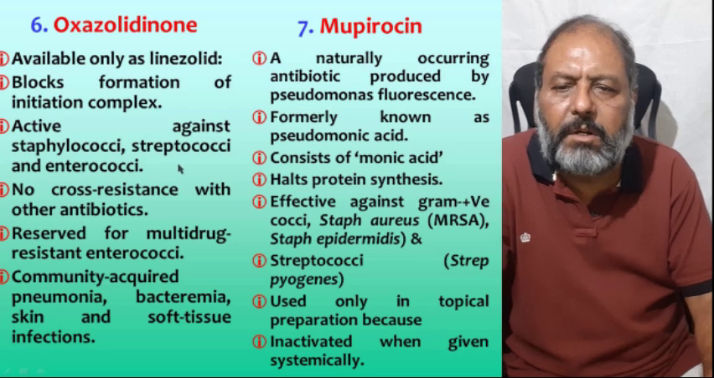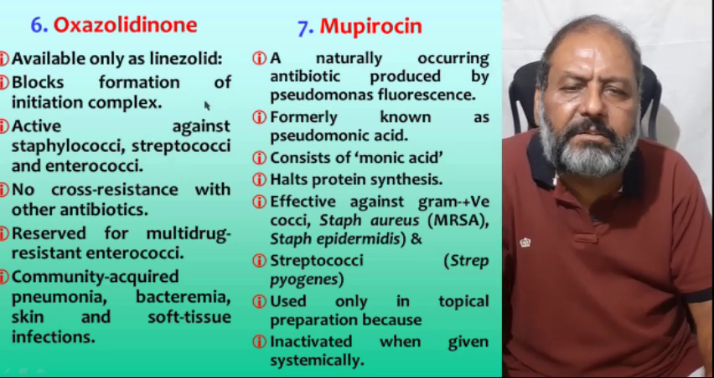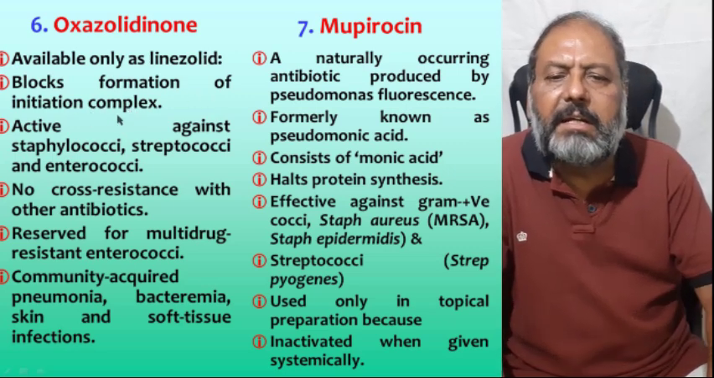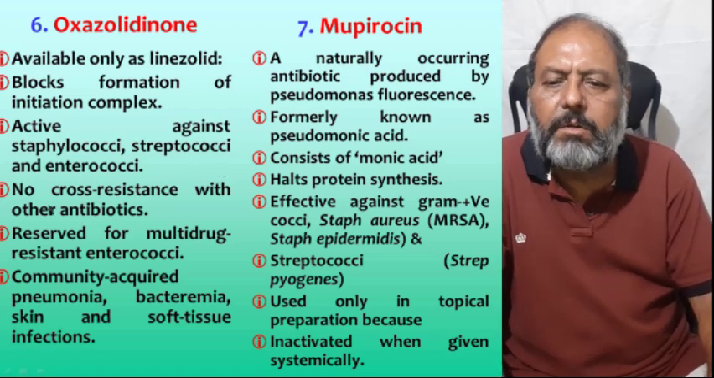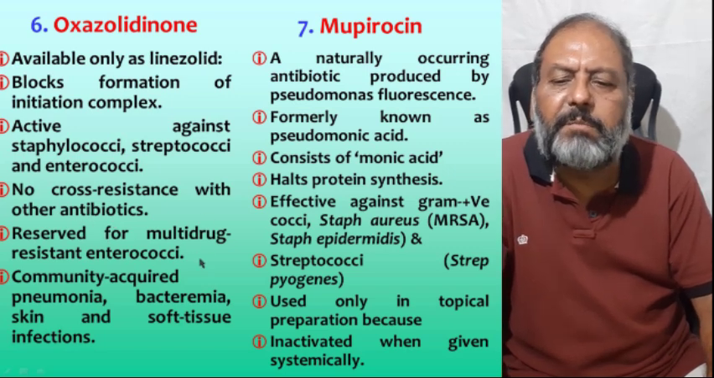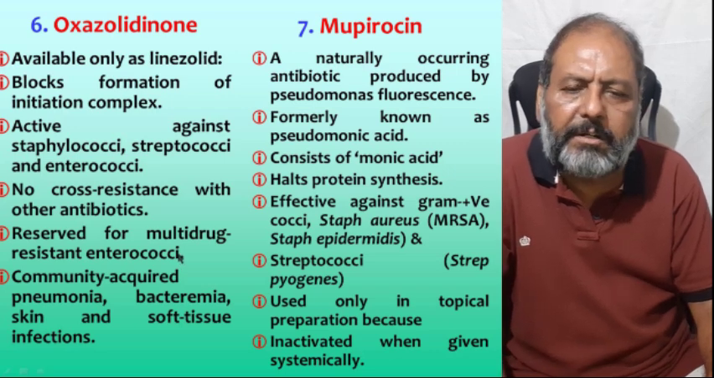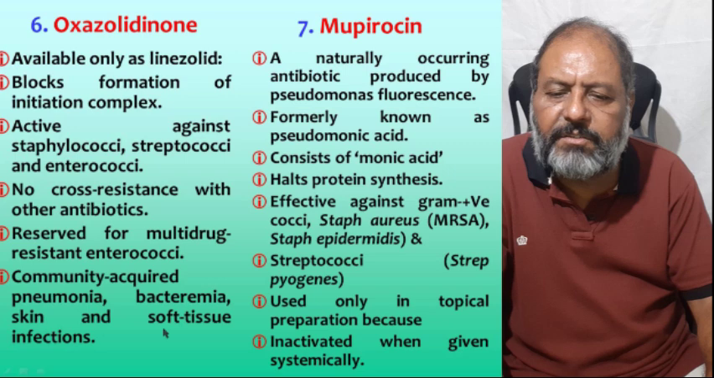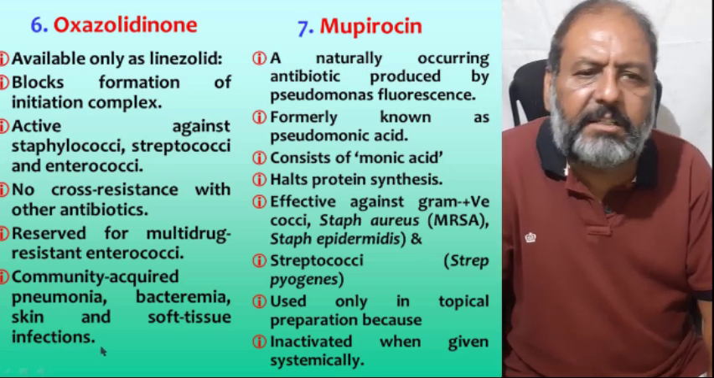The sixth one is oxazolidinone. It is available only as linezolid, blocks formation of the initiation complex, and is active against streptococcus and enterococci, with no cross resistance with other antibiotics. It is reserved for multi-drug resistant enterococci not responding to ordinary antibiotics, community acquired pneumonia, bacteremia, and skin and soft tissue infection which are resistant to other antibiotics.